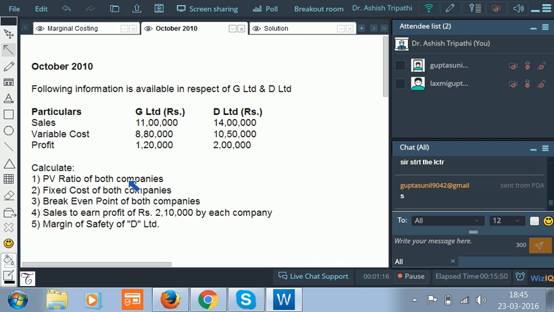Calculate first PV ratio of both companies. Second, fixed cost of both companies. Third, break-even point of both companies. Fourth, sales to earn profit of rupees 2,10,000 by each company. And fifth, margin of safety of only D Limited.